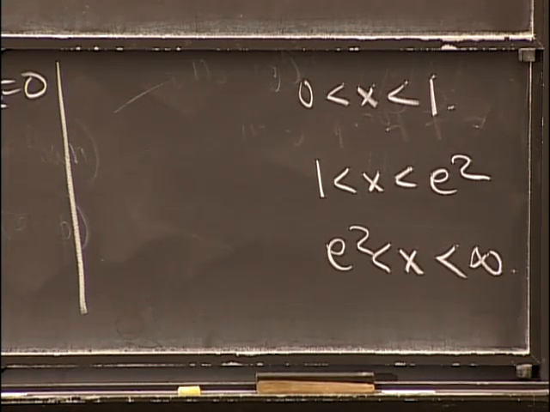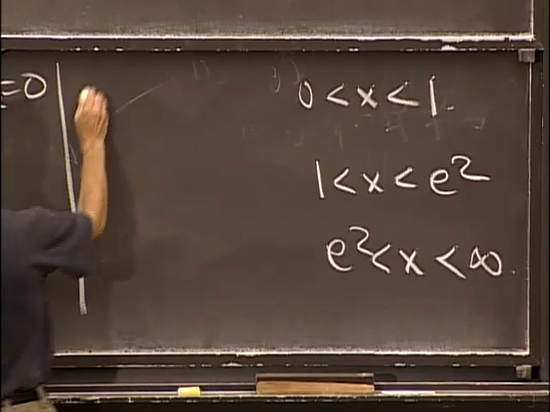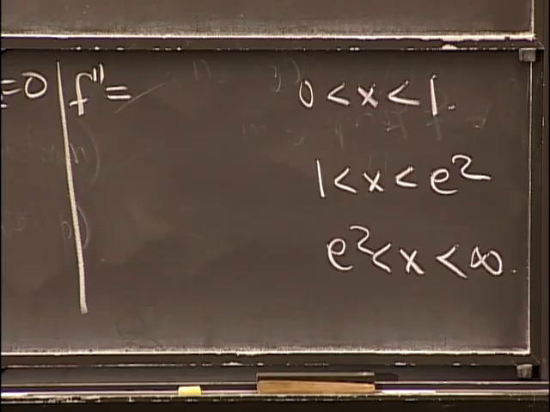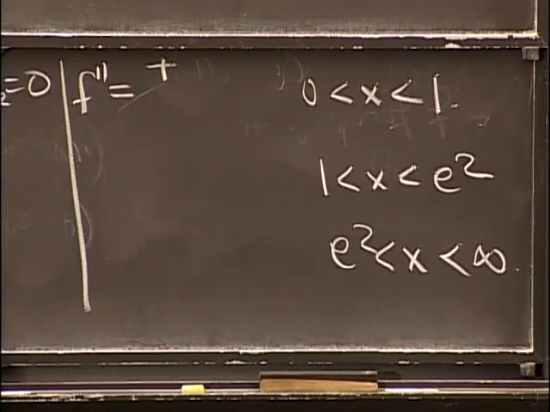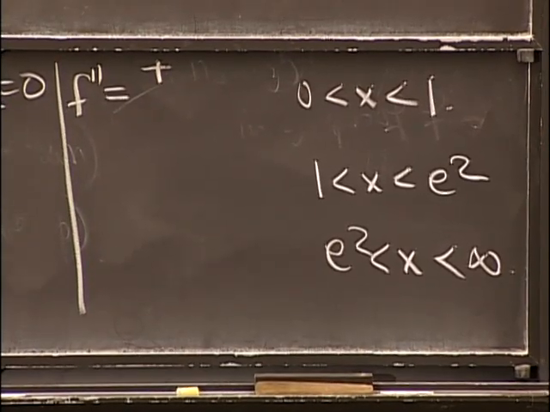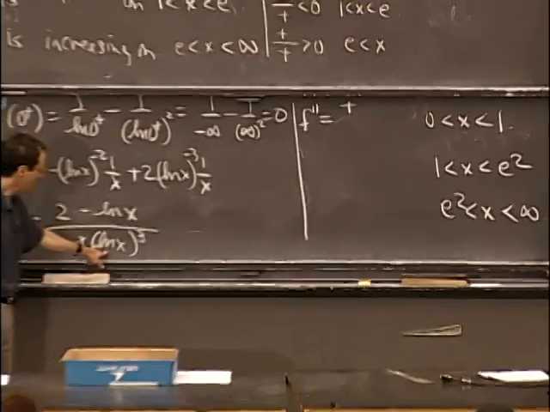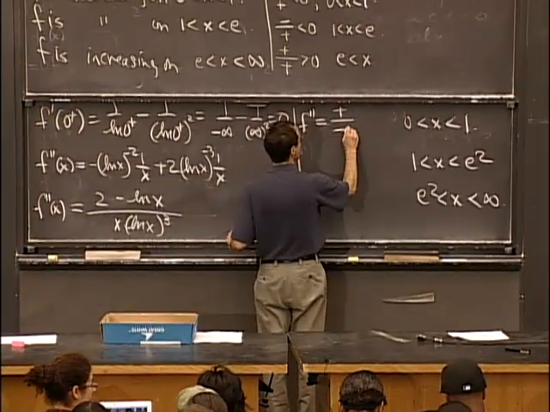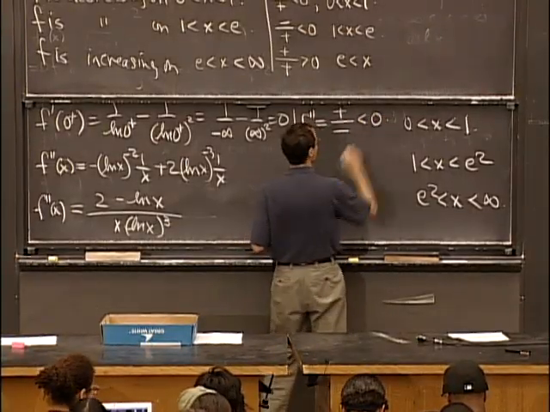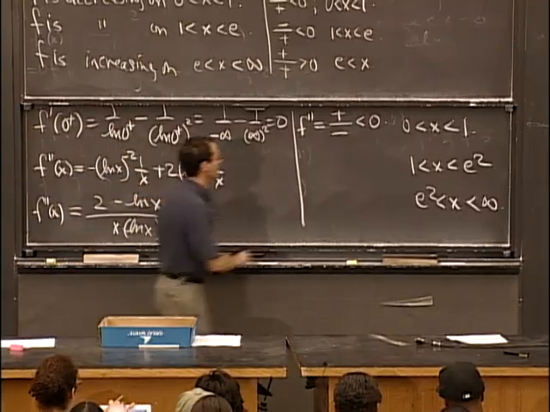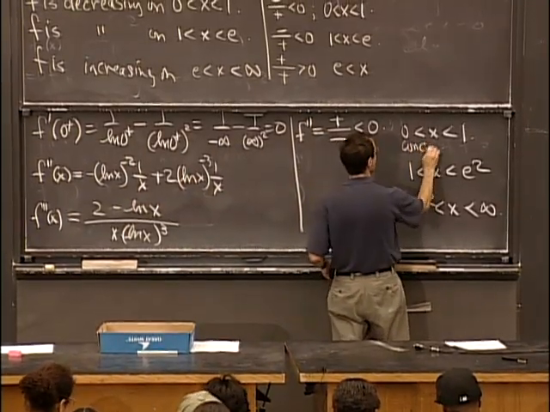So between 0 and 1, the numerator is, well, this is a negative number, and minus a negative number is positive, so the numerator is positive. And the denominator is negative because the log is negative and it's taken to the third power, so this is a negative number. So it's positive divided by negative, which is less than 0. That means it's concave down, all right? So this is a concave down part.